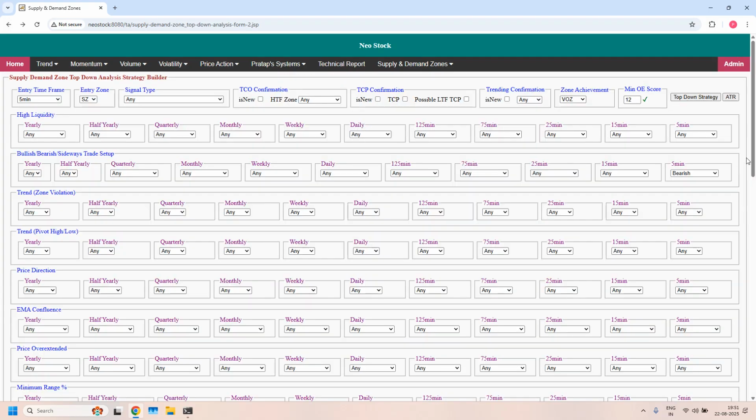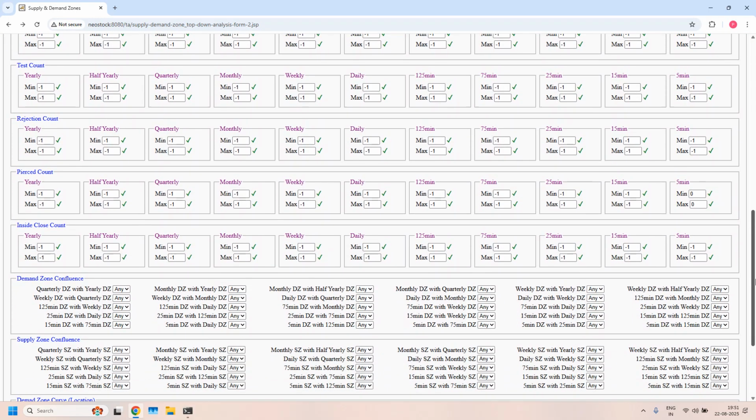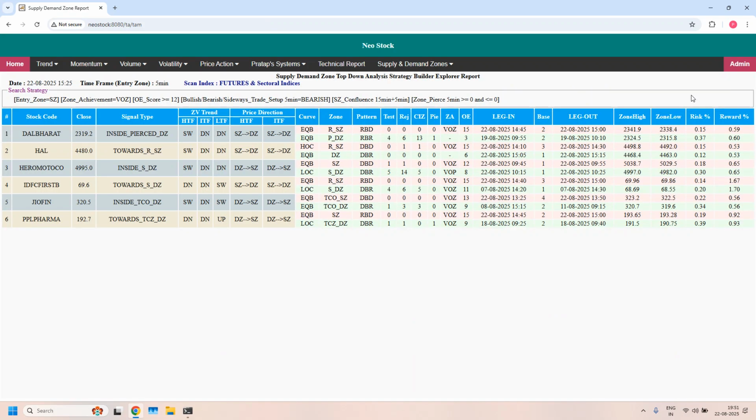So I am going back. LTF and ITF is nothing but 5 minutes and 15 minutes supply zone confluence. So I am enabling this filter and applying it on the 10 stocks. We got 6 stocks. In all 6 stocks, these 5 minute supply zones are overlapped with the 15 minute supply zone.